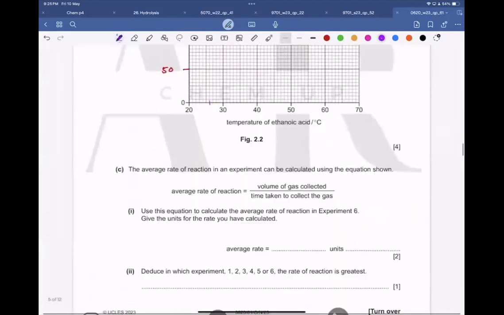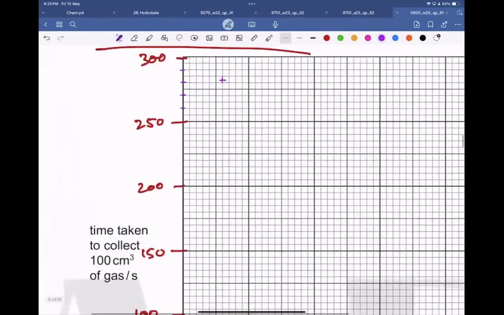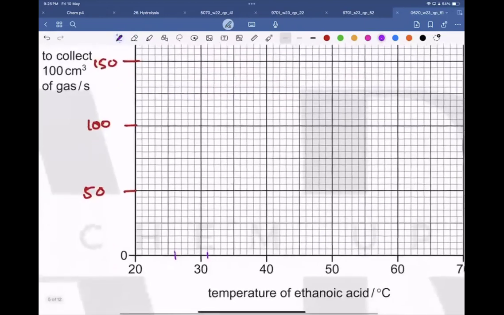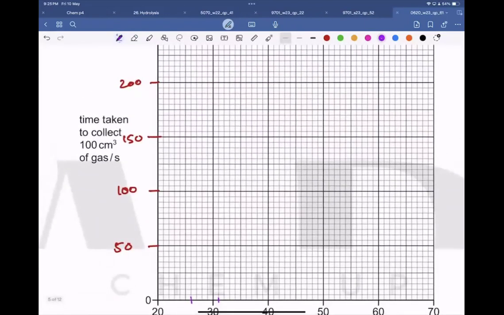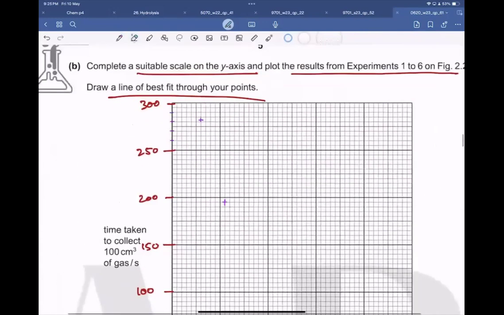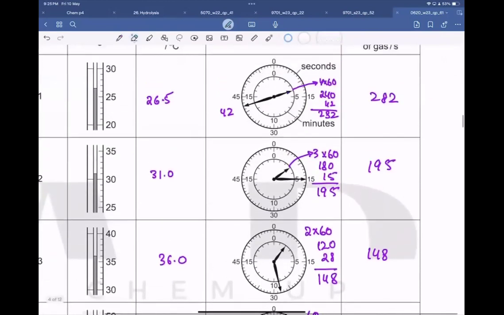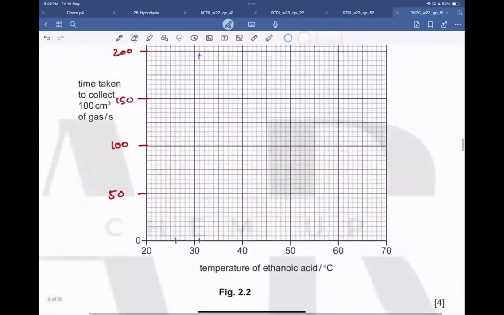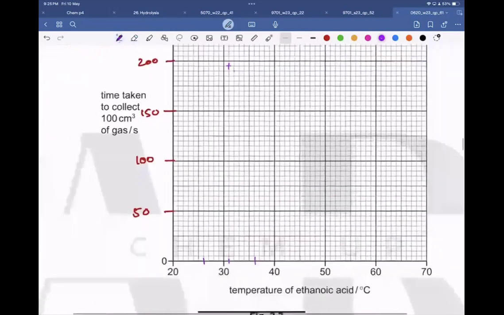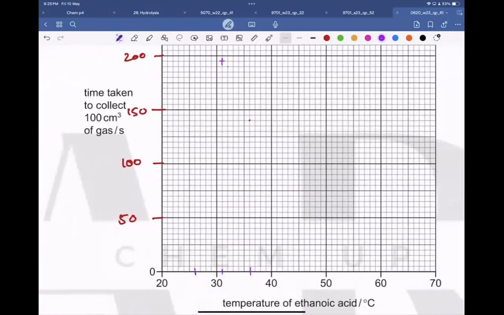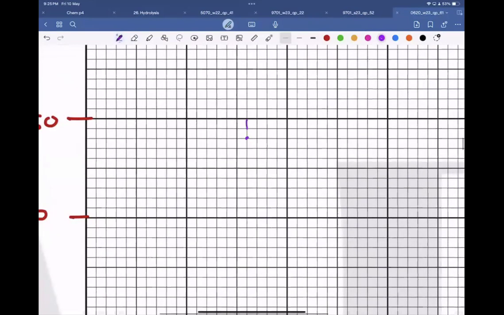Then at 31, 195. So 31, 195. So 190 and 195. It's over here. Now 36 and 148. So 36, 148. So 140. So 148 is almost over here.